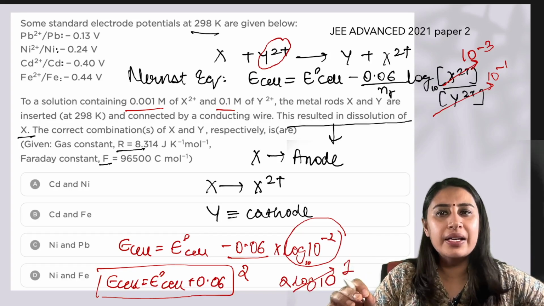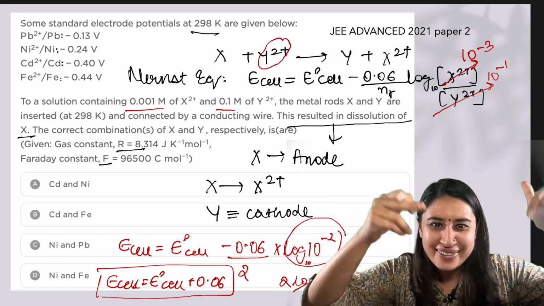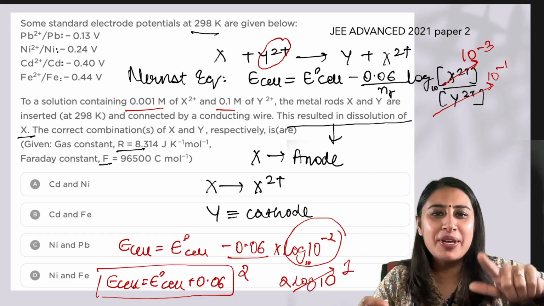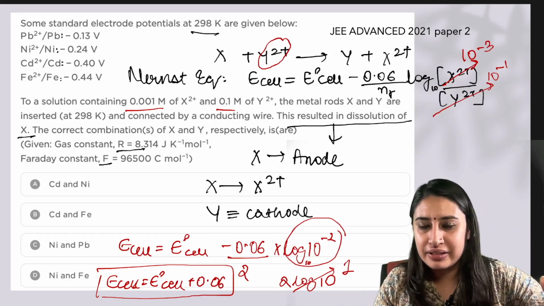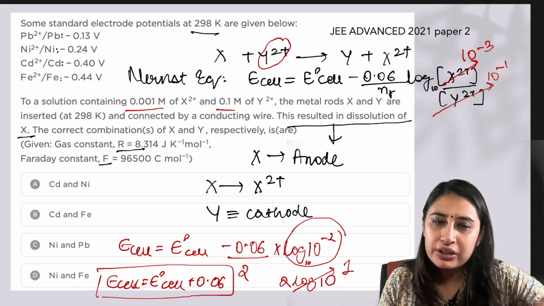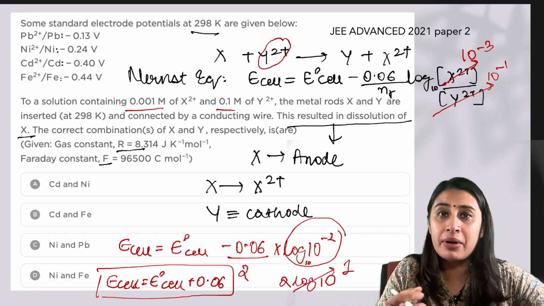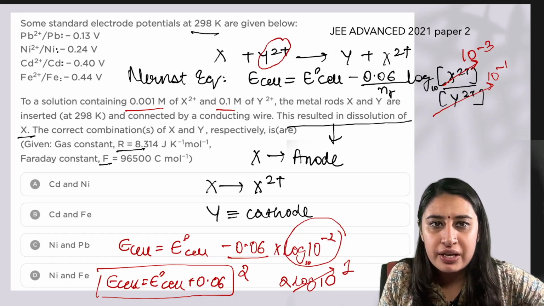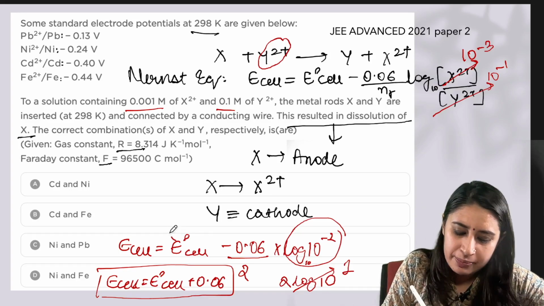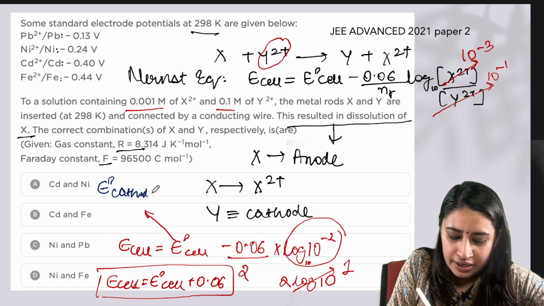Now who is the decider, the game changer? The combinations, the couples present here: cadmium nickel, cadmium iron, nickel and lead, nickel and iron. For all 4 of them we have to put in the values and find out the E naught. The E naught values are given to us, and all of them are reduction potentials. Please check: Cd2+ to Cd, Fe2+ to Fe, Ni2+ to Ni, Pb2+ to Pb. All of these are reduction potentials. So we can simply make use of E naught cathode minus E naught anode, where the E naught values are reduction potentials.